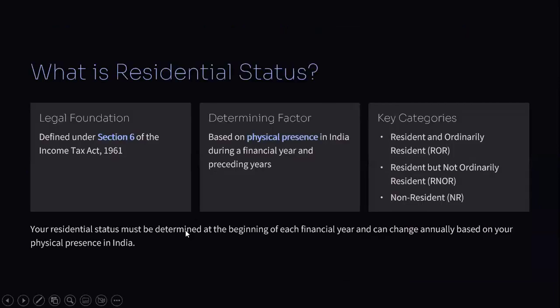Now, what is residential status? As per the Income Tax Act 1961, there are two conditions. Normally, physical presence in India is considered as residential status for all other purposes. But for income tax, residential status is determined on two conditions, one basic condition and second additional condition. There are basically three types of residential status. One, resident and ordinary resident. Second, resident but not ordinary resident.